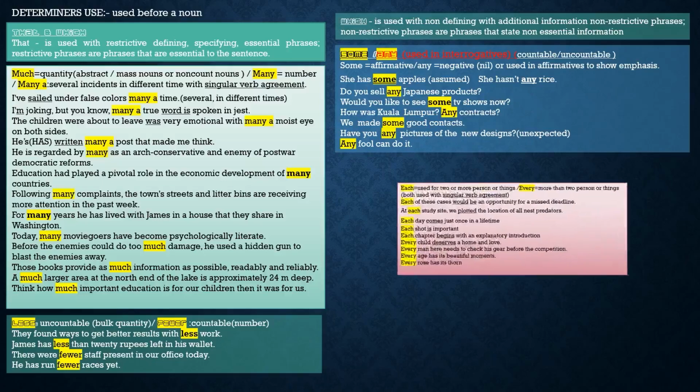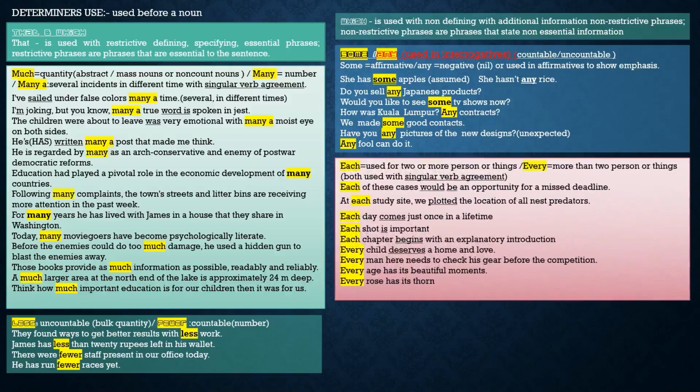Each, every. The difference between these two. Each is used for two or more persons or things. Every is for more than two persons or things. Both are used with singular verb agreement.